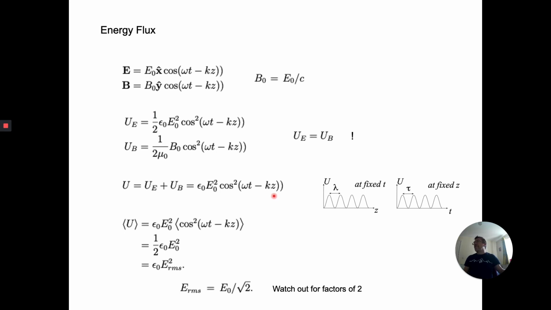If I average over time, or equivalently over distance, I can show that the energy density on average through these peaks and troughs is equal to some scaling value times the square of the RMS value of the electric field. So you can express this energy density in a variety of ways. Watch out for these factors of 2. So the RMS electric field is equal to the peak electric field divided by the square root of 2.